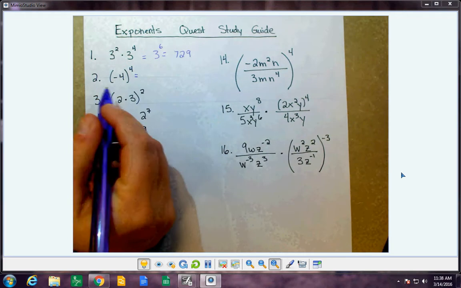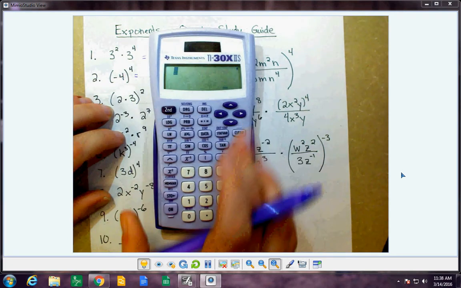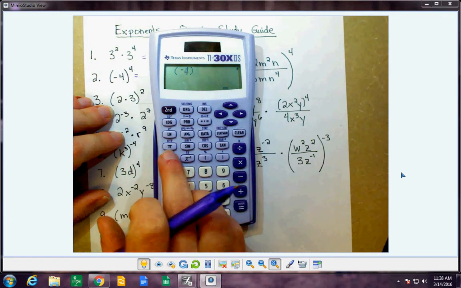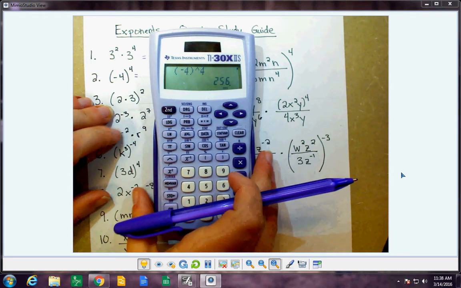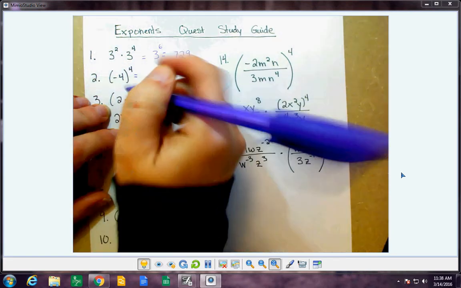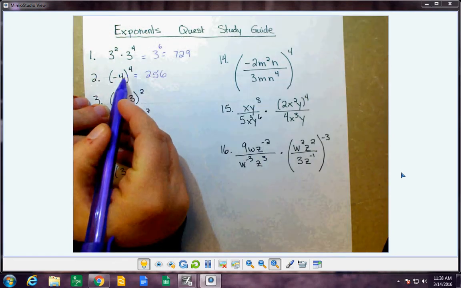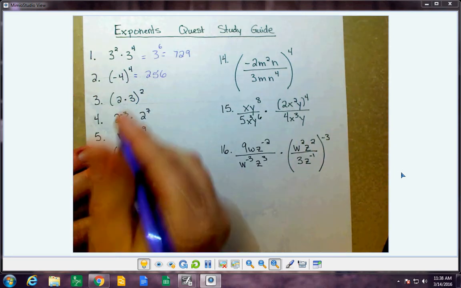Okay, now negative is in parentheses, so when you put this in your calculator, you want to make sure to put the negative in parentheses. So in parentheses, -4, then to the 4th power. Because a negative times a negative times a negative times a negative actually gets to be a positive. So you see it's a positive there, 256. So if it's an even exponent, it will turn positive. If it's odd, it will stay negative. So careful of that.